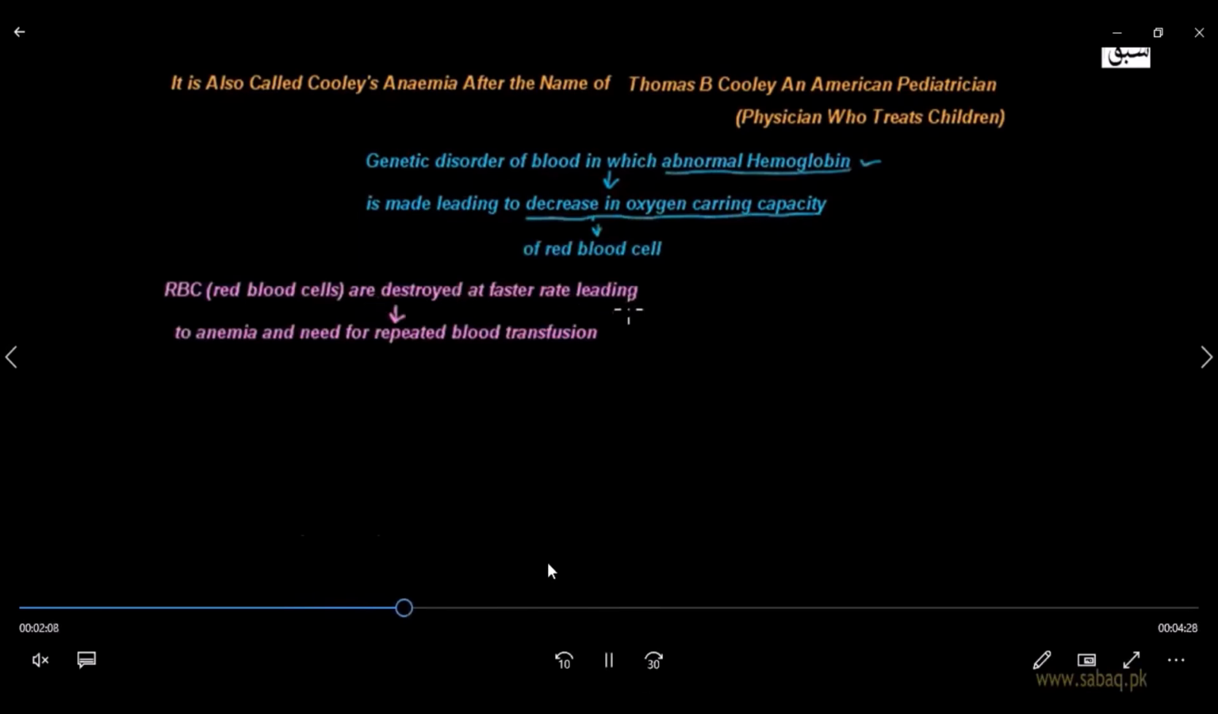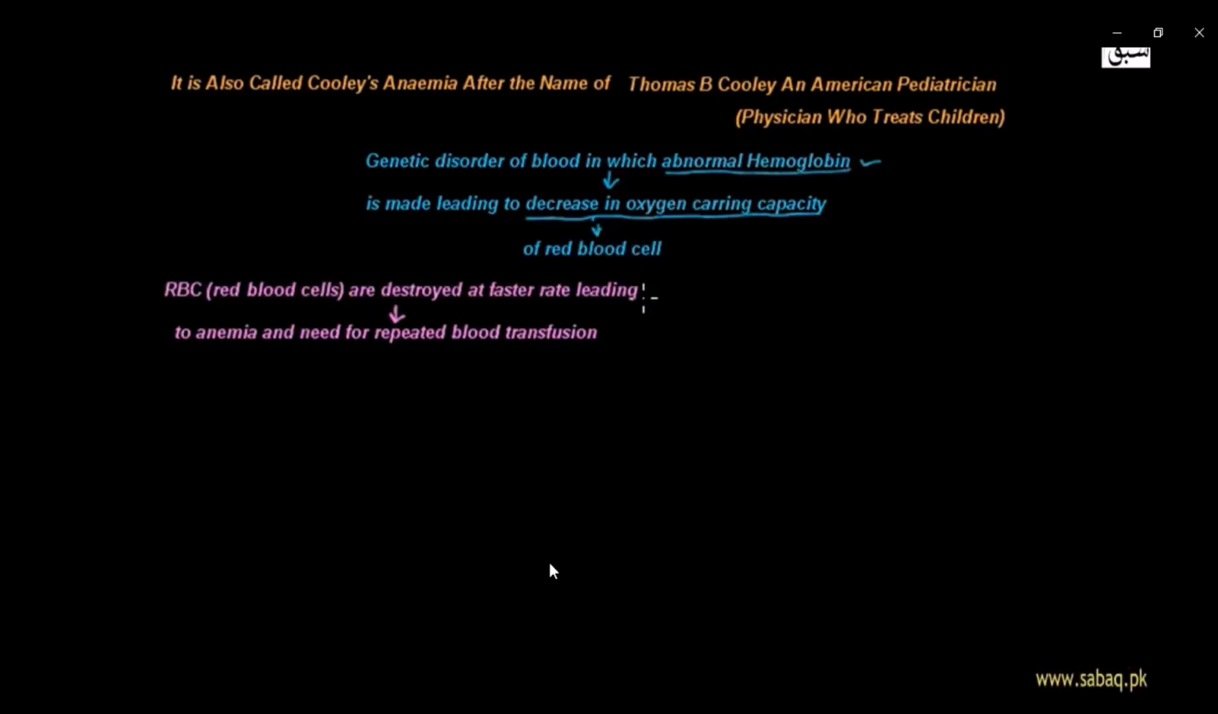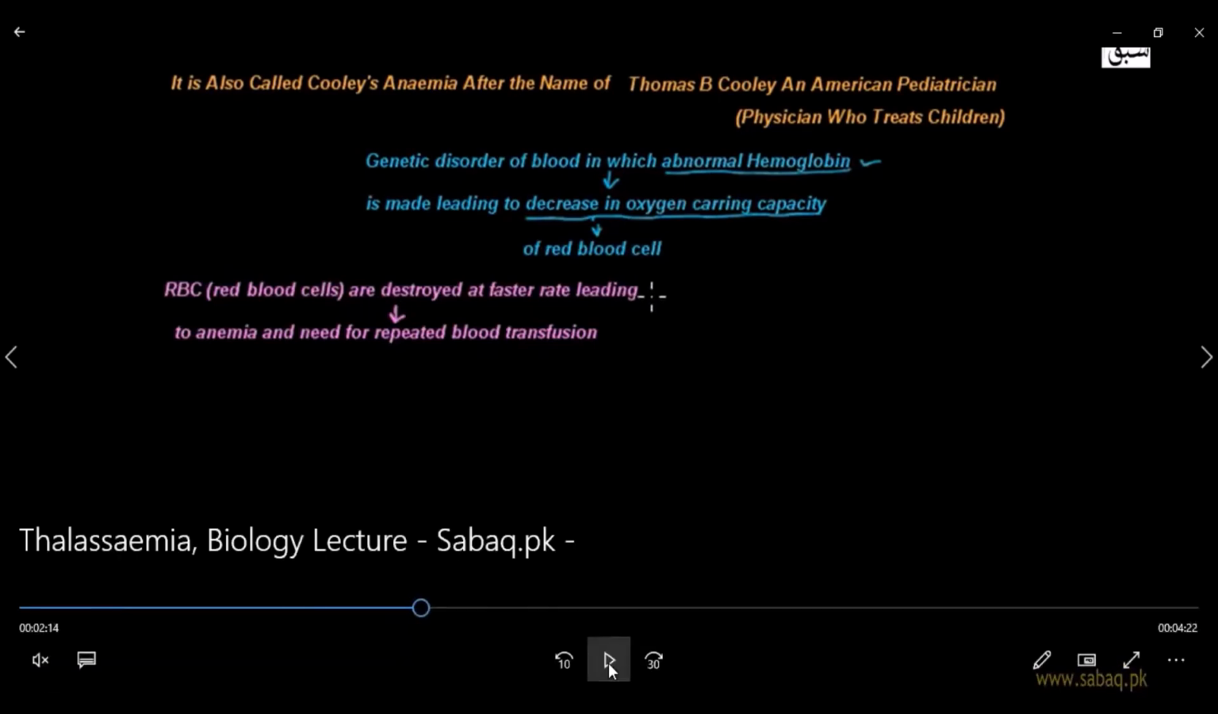Now, red blood cells are destroyed at a faster rate, leading to anemia and the need for repeated blood transfusion. As we discussed in leukemia, white blood cells were produced at a faster rate. Here, red blood cells are destroyed at a faster rate. They are formed abnormally, they are malformed, and then they are destroyed at a faster rate.